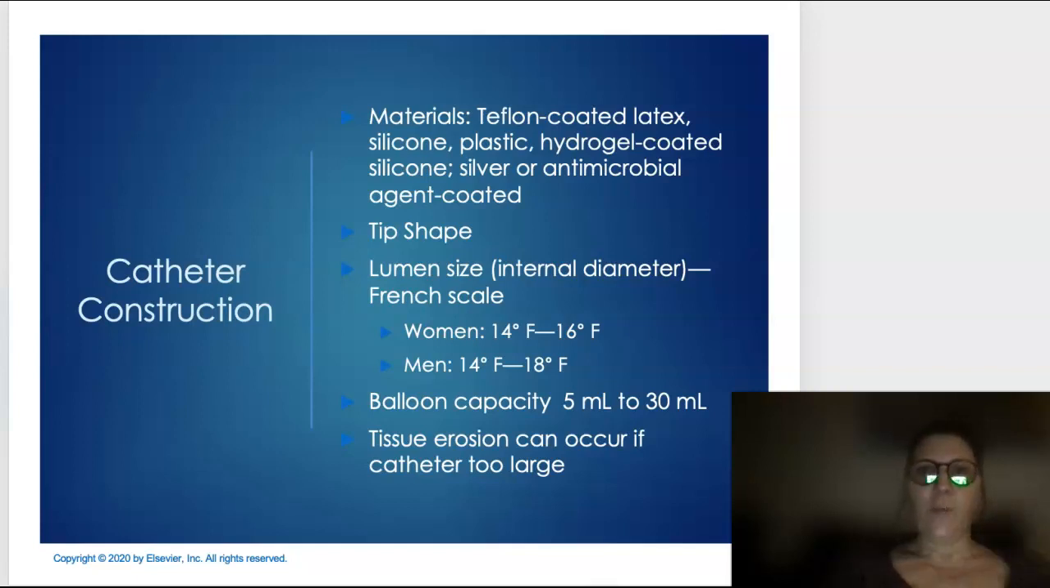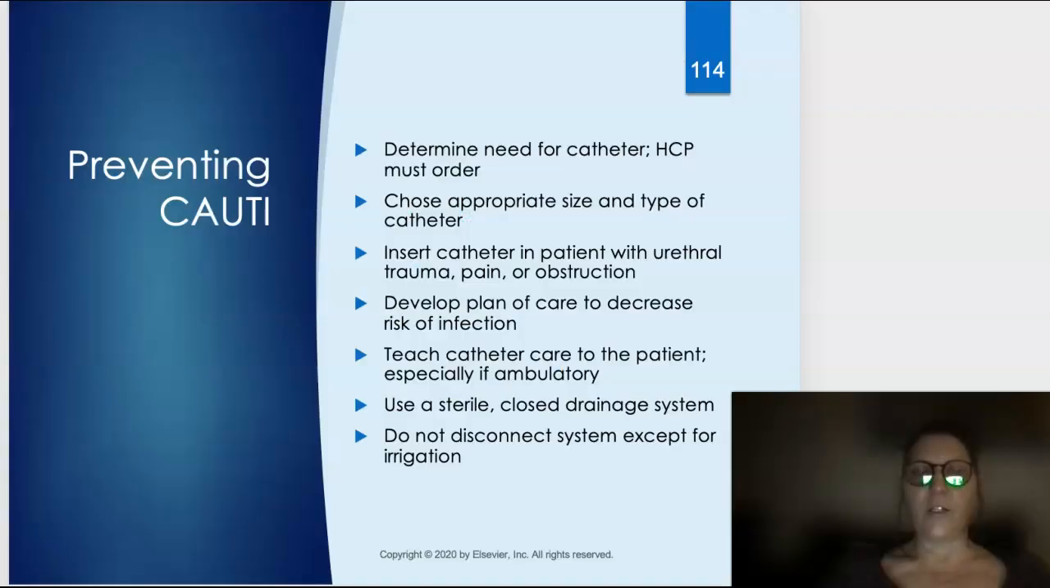Look at the tip shape and the lumen size. Women typically need 14 to 16, men 14 to 18. The balloon capacity is either 5 mL to 30 mL. Make sure you look because you don't want to bust the balloon when you put in too much fluid. Tissue erosion can occur if the catheter is too large.